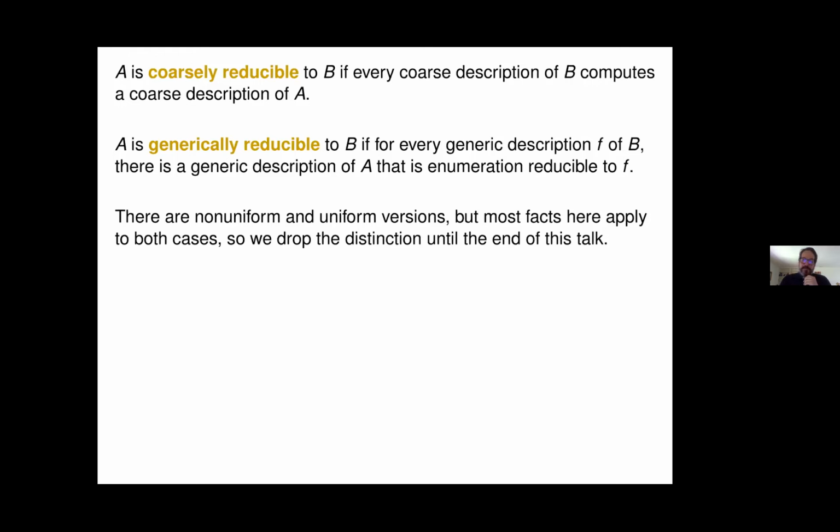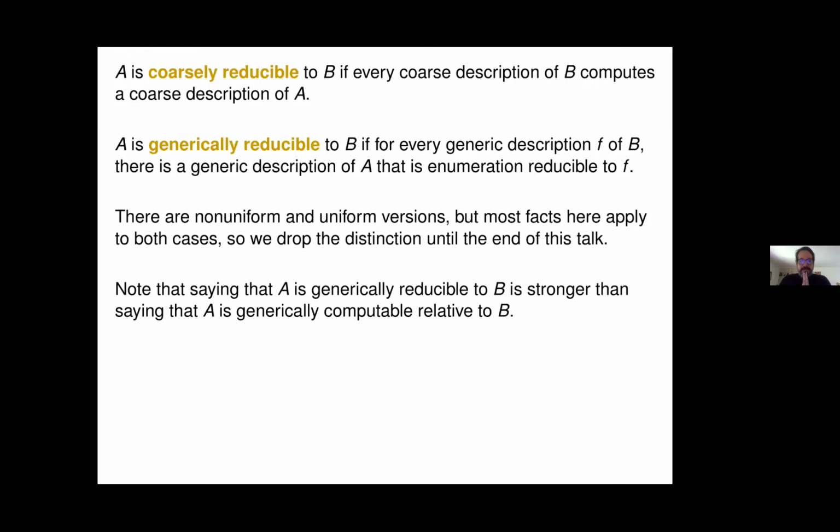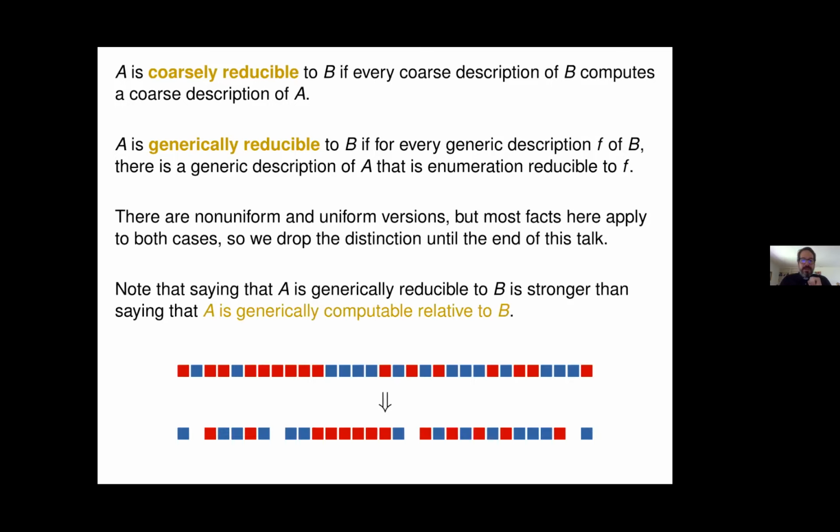Another important point that's going to be important in understanding some of the results here is that saying that A is generically reducible to B is stronger than saying that A is generically computable relative to B. So here's the picture. When I say that A is generically computable relative to B, what I'm saying is: if you give me B, so B is on top here, right? If you give me B, from the full power of B, I can compute a generic description of A.